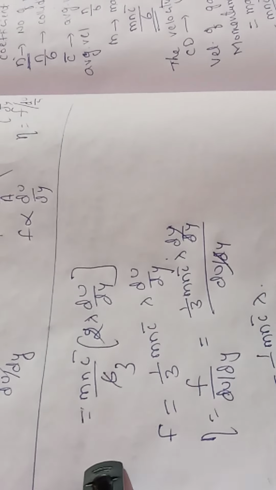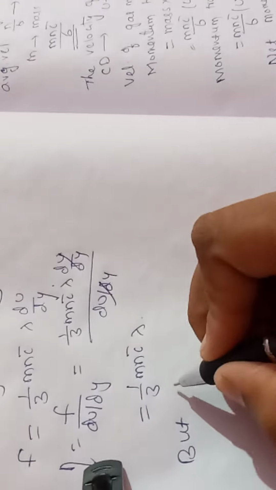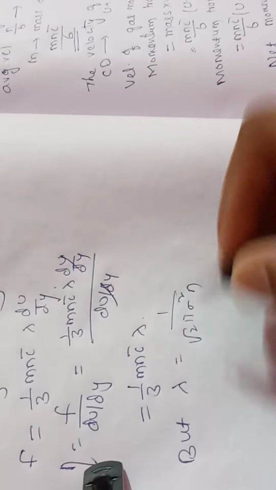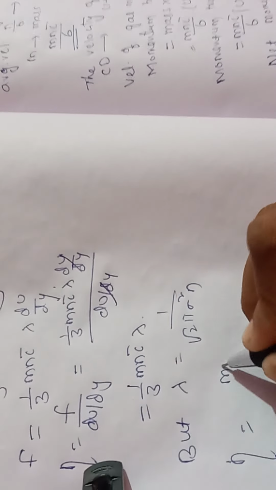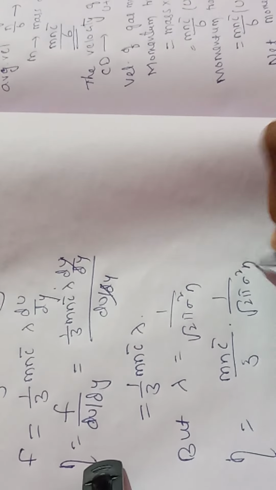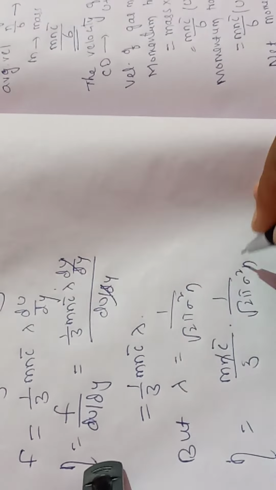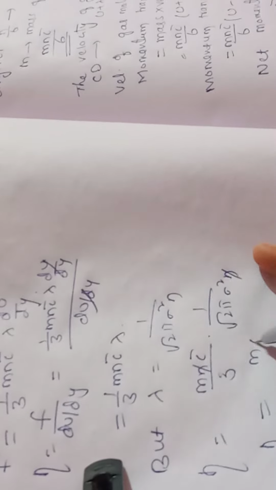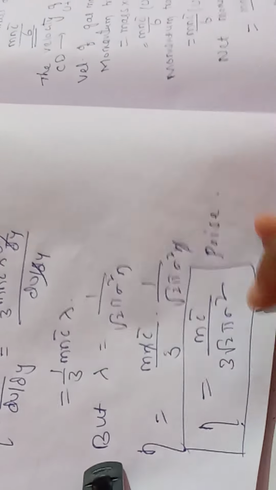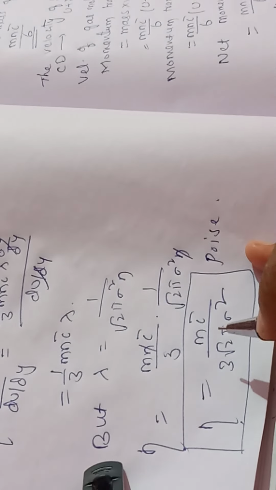But if you want, you can substitute the value of lambda, the mean free path, which is equal to 1 by root 2 pi sigma square n. So eta becomes mn c bar by 3 times 1 by root 2 pi sigma square n. So n strikes off. We get the viscosity equal to m c bar by 3 root 2 pi sigma square. Poise is the unit. So this is the expression for the coefficient of viscosity.